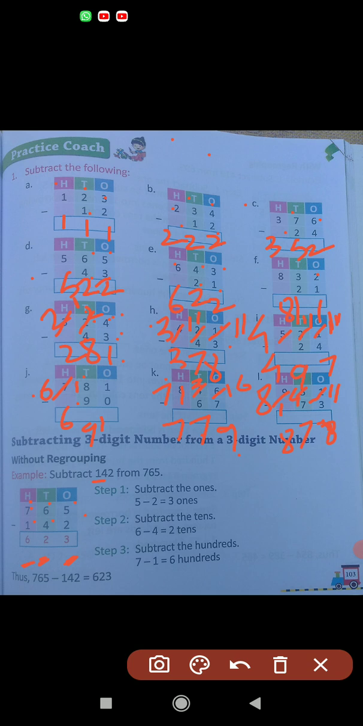And I hope you have learned how to solve 2-digit number from 3-digit number subtraction with regrouping and without regrouping. So students, first copy it in the textbook, then copy in book number 2 and practice again and again. Okay, in the next video we will see page number 104 and 105.